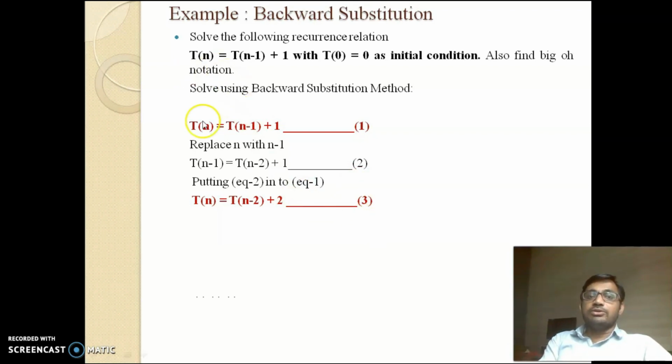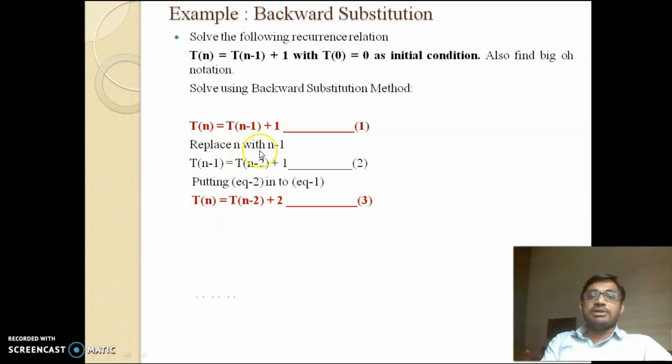Again I am repeating, this is our initial term given, and we have to find the backward value of T of n, that is T of n minus 1. So we have to replace n with n minus 1. Once we replace n with n minus 1, we get T of n minus 1 is equal to T of n minus 2 plus 1. Now we have the value of T of n minus 1 that we can put in equation number 1, that is T of n is equal to T of n minus 2 plus 2. This is our equation number 3. Likewise, we have to replace n with n minus 2.